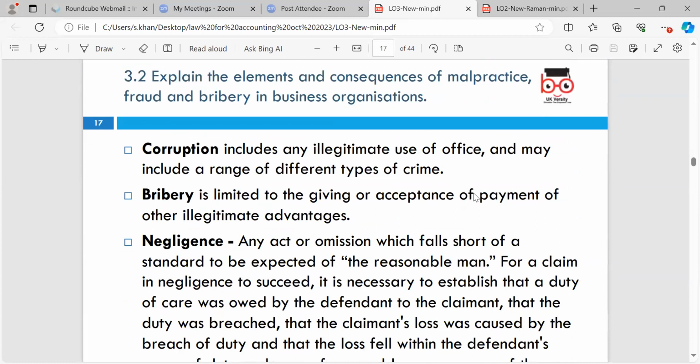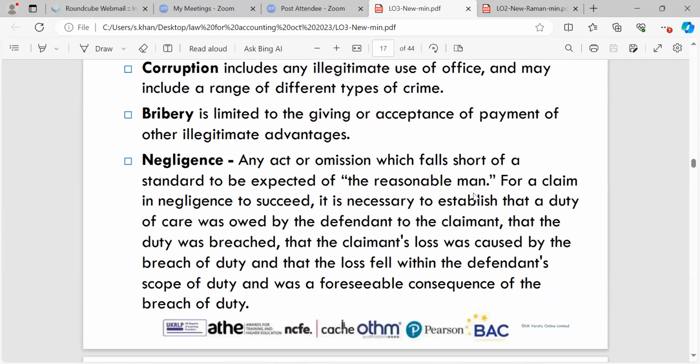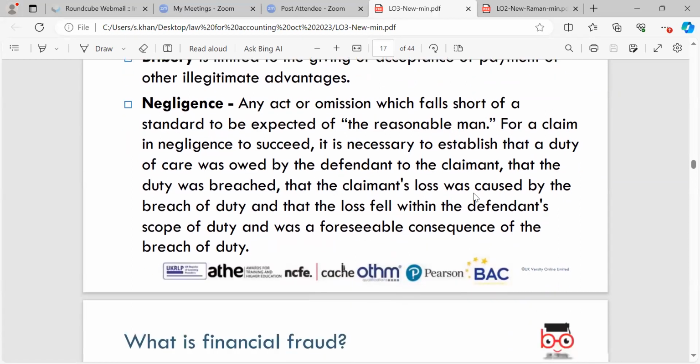3.2. Explain the elements and consequences of malpractice, fraud, and bribery in business organizations. Corruption includes any illegitimate use of office and may include a range of different types of crime. Bribery is limited to giving or acceptance of payment or other illegitimate advantages. Negligence is any act or omission which falls short of the standard to be expected of the reasonable man. For a claim in negligence to succeed, it is necessary to establish that a duty of care was owed by the defendant to the claimant, that the duty was breached, and the loss fell within the defendant's scope of duty and was a foreseeable consequence of breach of that duty.